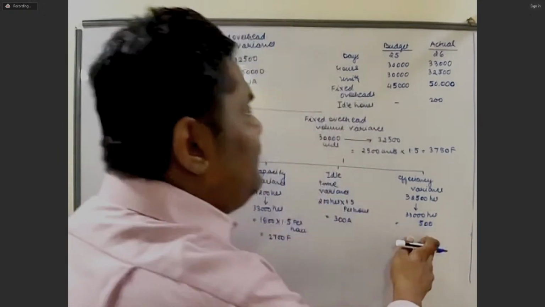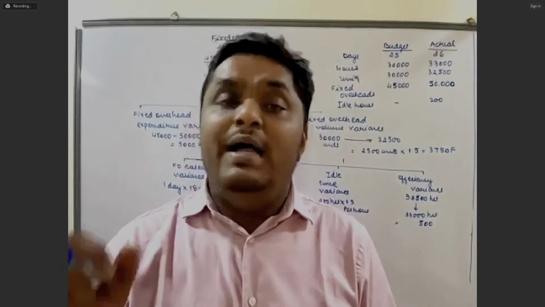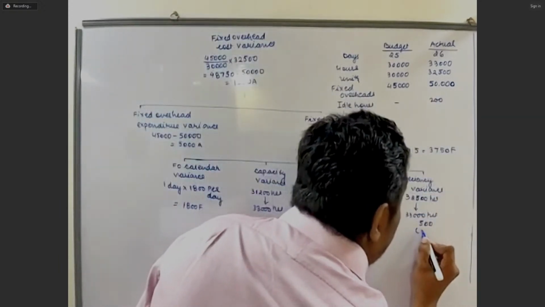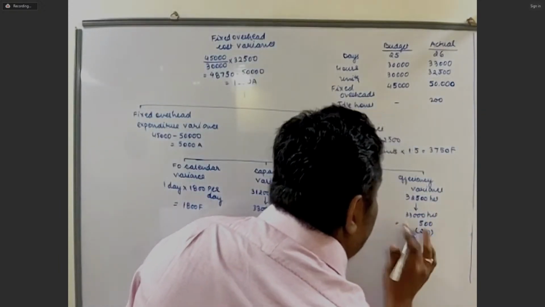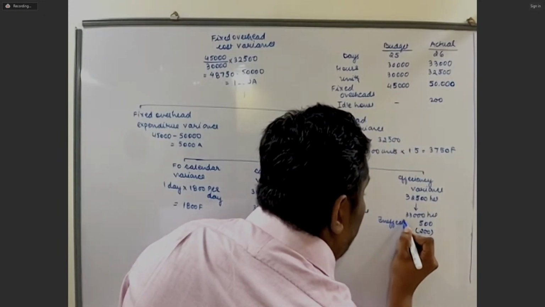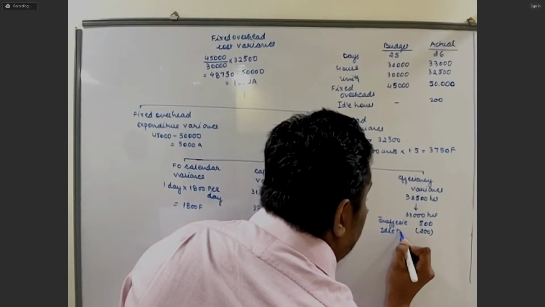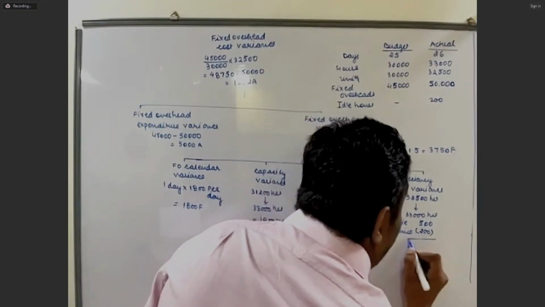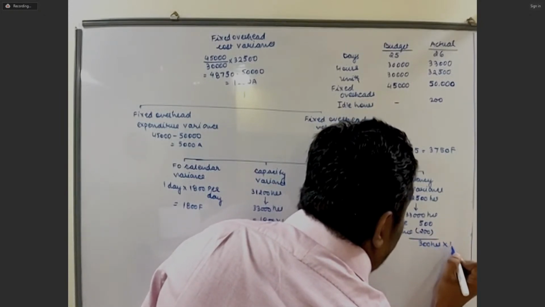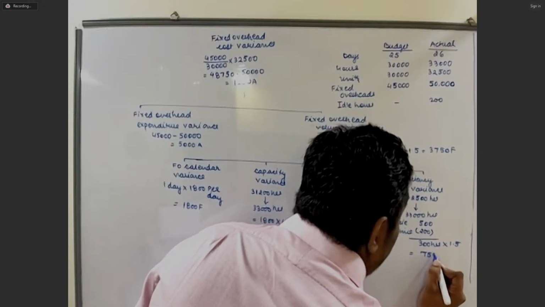Of this 500 hours, that is, there was an inefficiency of 500 hours. Of this 500 hours, 200 hours is my idle time. So the net inefficiency will be how much? Only 300 hours into the rate per hour, that is 1.5. So this will be 750 adverse.